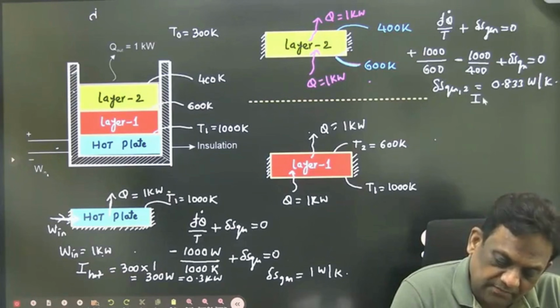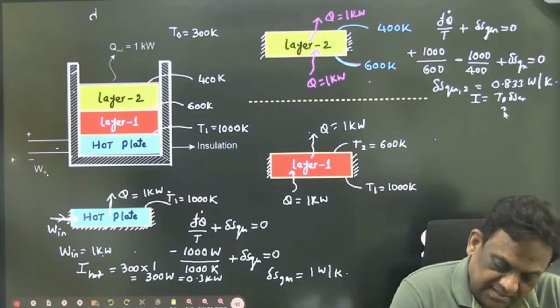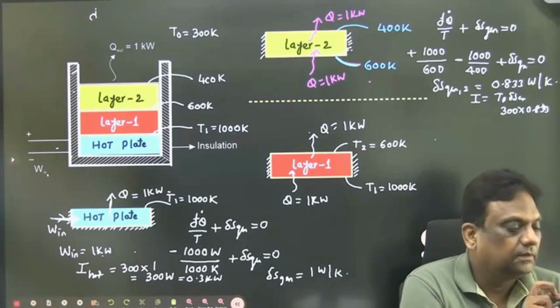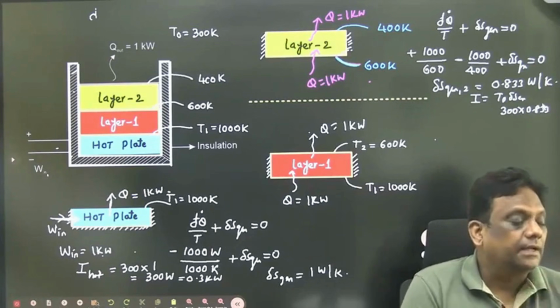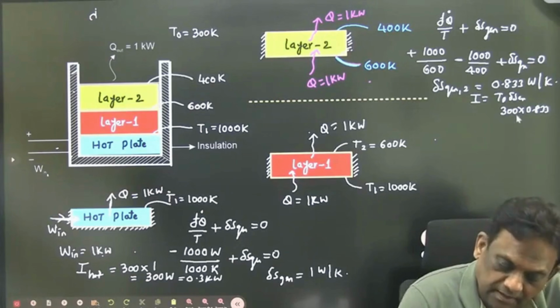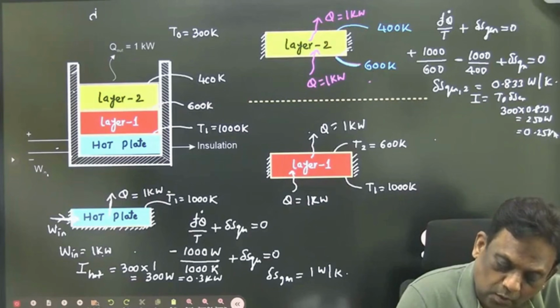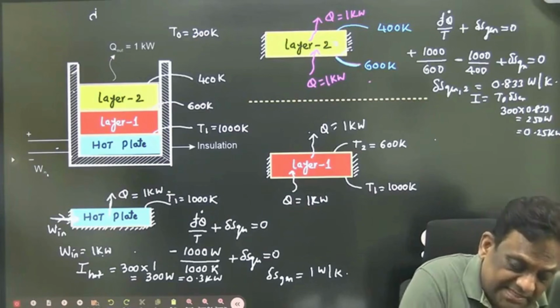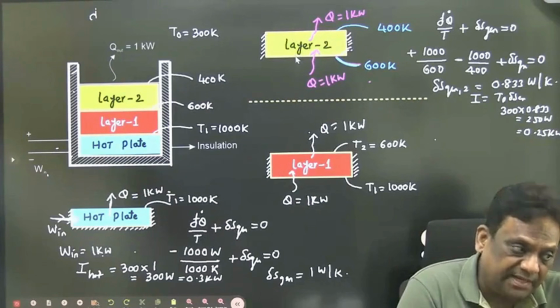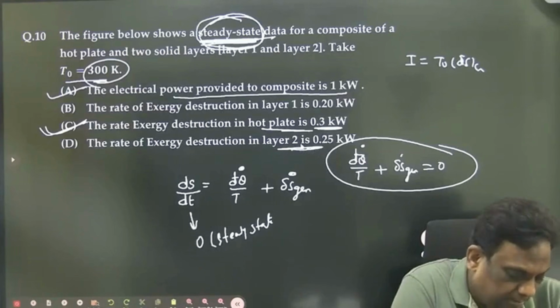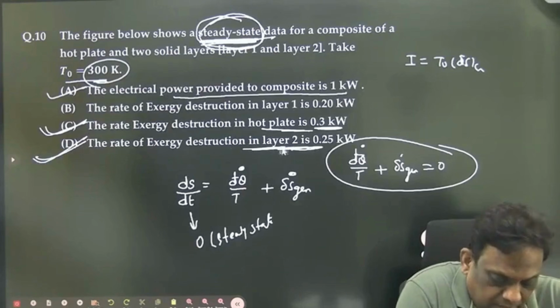So irreversibility will be equal to T naught into delta S generation. T naught is given as 300 into 0.833. It is 250, sir, 250, and this is 250 watt, or this can be written as 0.25 kilowatt. So in the second layer, the irreversibility is 0.25. Absolutely correct, sir. In layer 2, it is 0.25.